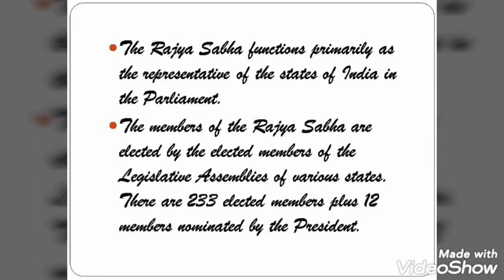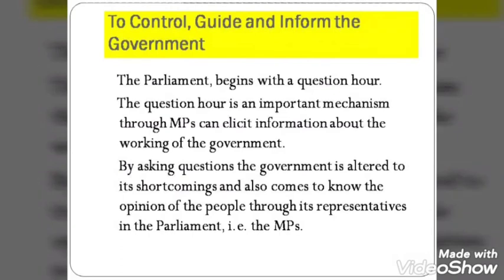Now, the next function is to control, guide and inform the government. How they perform this function, we will see. In the parliament, it begins with a session. When they come together, they begin with a question hour. It's a very important mechanism in a democratic country like ours. In this, they come up with a variety of information on how the government is working, questioning, discussing, and finding out the drawbacks, what is right, what is wrong. The opinion of the people is taken through the representatives.